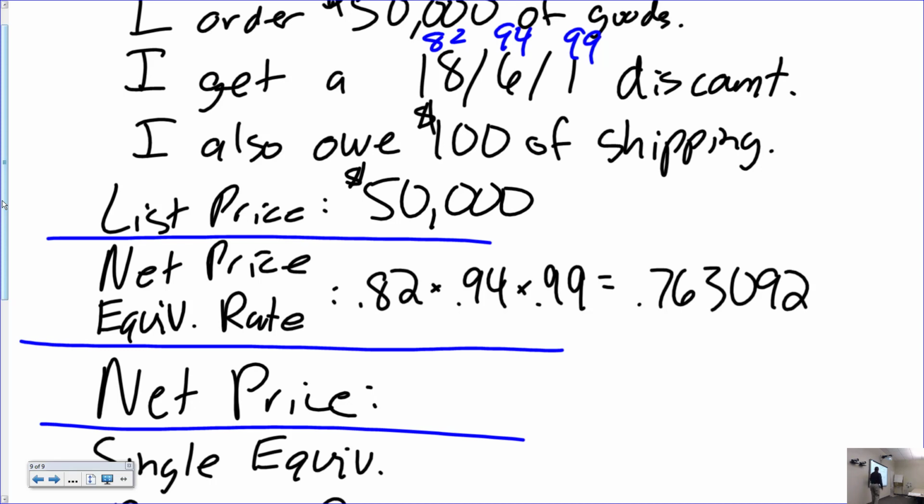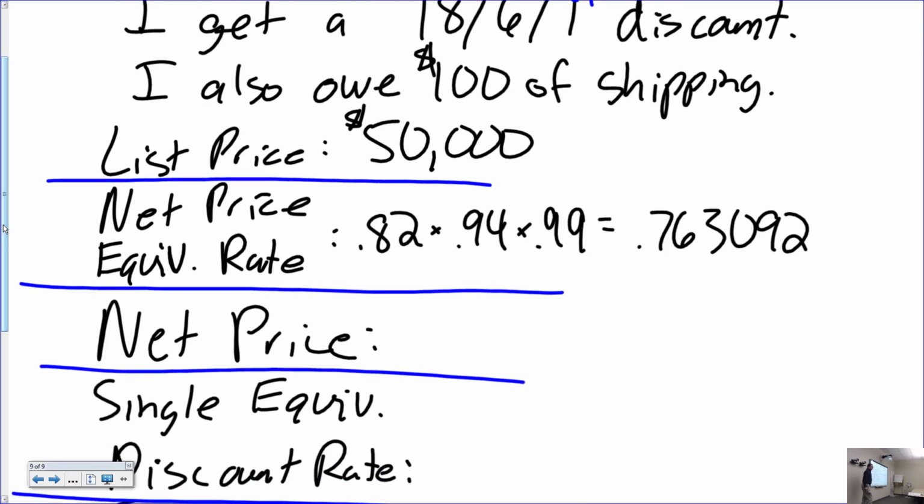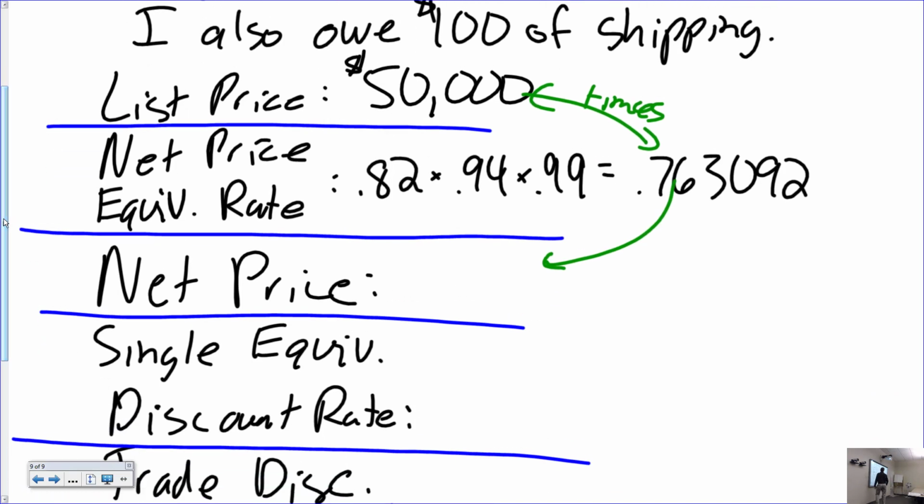So now, how do I get the net price, folks? 50,000 times 0.763092. Exactly. And that's why you calculate that net price equivalent rate, because then you just take it times the list price, bam, there. So what's my net price? $38,154.60.